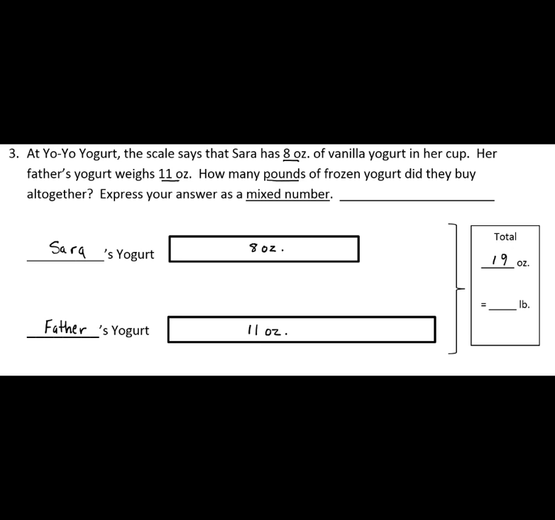Since it takes 16 ounces to make a pound, we would say they have 19/16 of a pound. Because there are 19 out of the 16 it takes to make a pound, we can convert this to a mixed numeral. We'll take 16/16 and convert that into 1 pound. That leaves 3 more 16ths. The total then is 1 3/16 of a pound.